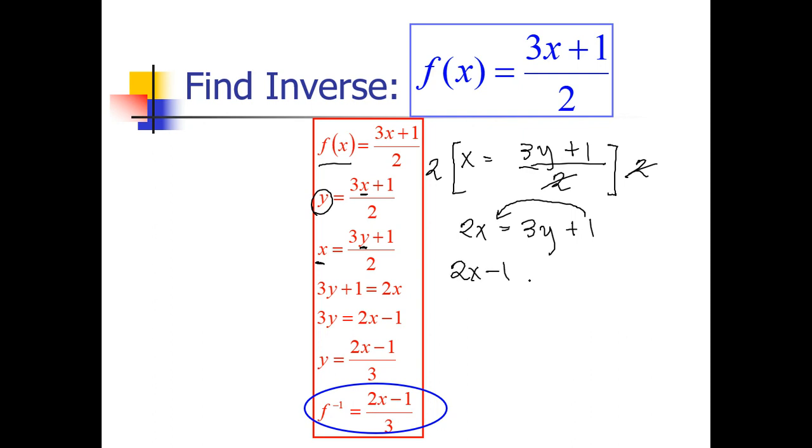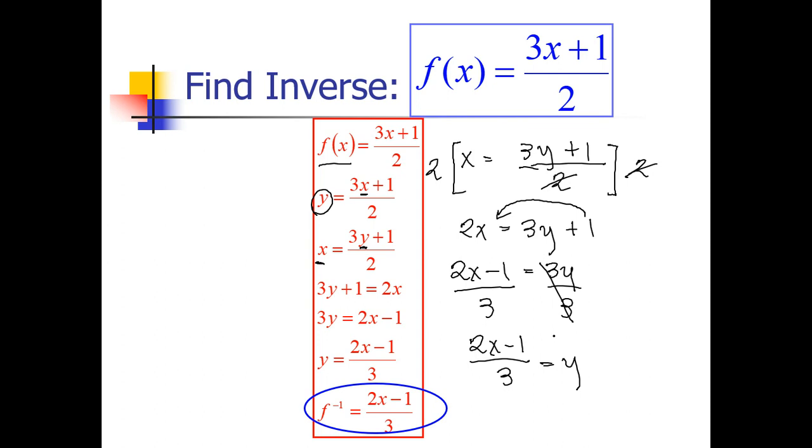Magiging 2x minus 1 is equal to 3y. Okay? Next, tanggalin natin si 3. Divide natin both sides by 3. So, cancel. Matitira is 2x minus 1 over 3 is equal to y.